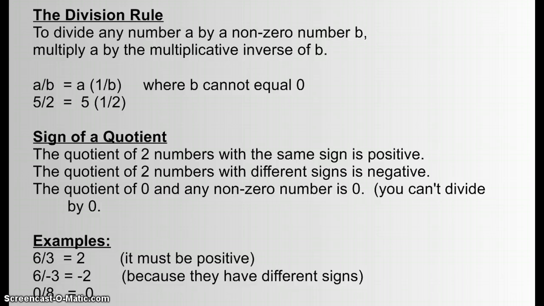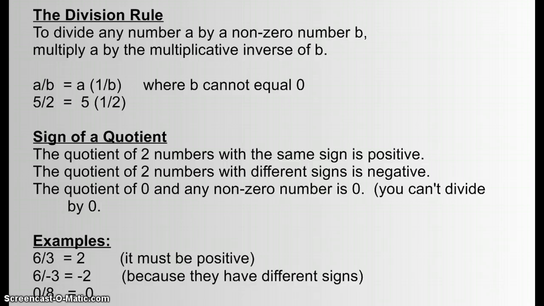Now the sign of the quotient is your answer, right? The quotient of two numbers with the same sign is always positive, and the quotient of two numbers with different signs is negative. And the quotient of 0 and any non-zero number is 0. Okay? That means 0 divided by a number, you always get 0.